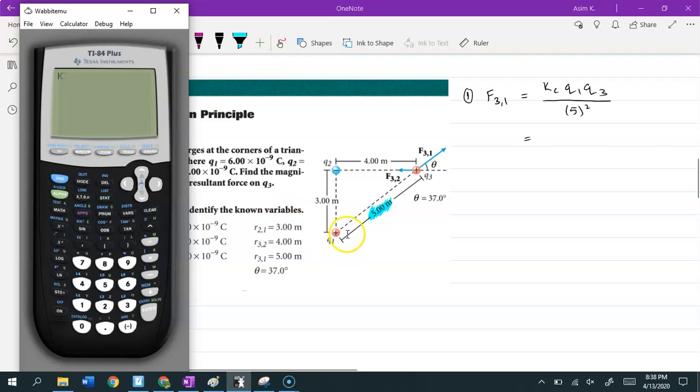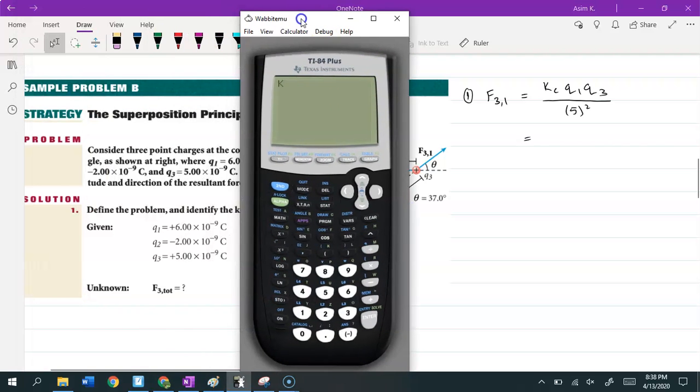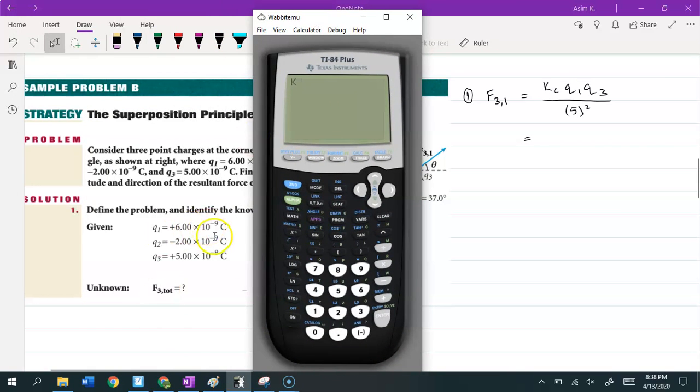Then I'm going to take charge 1, and we're told that charge 1 is 6 times 10 to the power of negative 9 coulombs, so 6e negative 9. I apologize. And then charge 3 is positive 5e negative 9, like this. Okay, so we got both of our charges right there.